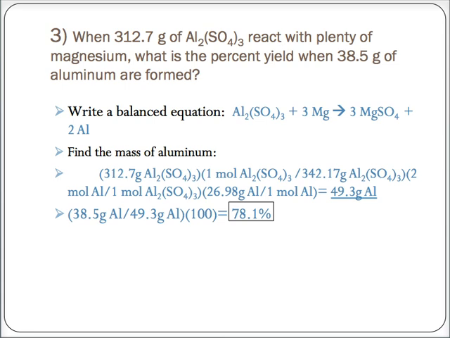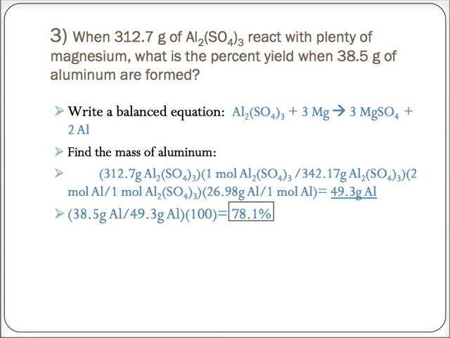So pretty much a side note, whenever they say plenty of some sort of element or some sort of substance, that means that the mass of that substance is not going to matter at all. The one you really need to worry about is the one that they give you on the reactant side. So this one would be Al2SO4. And so first we write out the balanced equation of Al2SO4 plus 3 Mg combined to form 3 MgSO4 plus 2 Al.